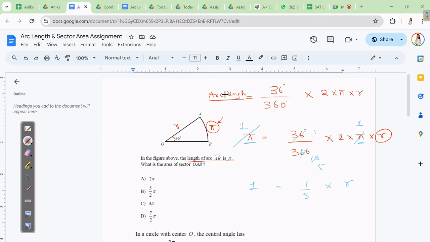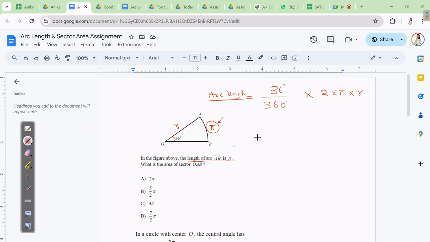So 1 is equal to... Oh, so that means r would be equal to 5. r will be equal to 5. Okay, so you should actually be able to do these calculations inside your head. You should not even need to pick up your pen to do these calculations. How will you do these calculations in your head?